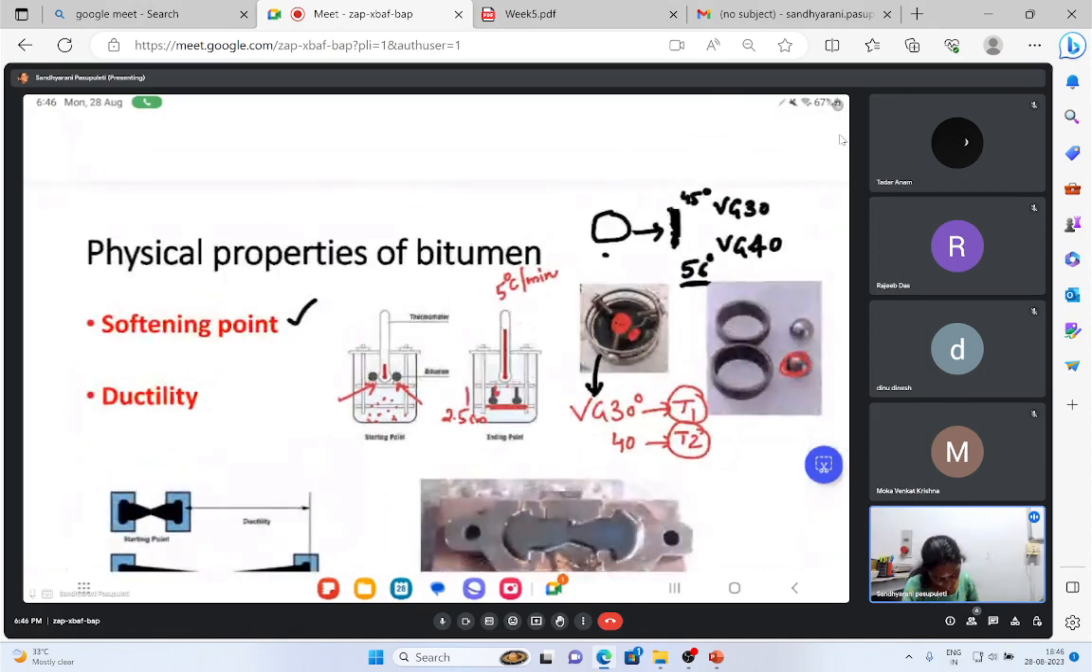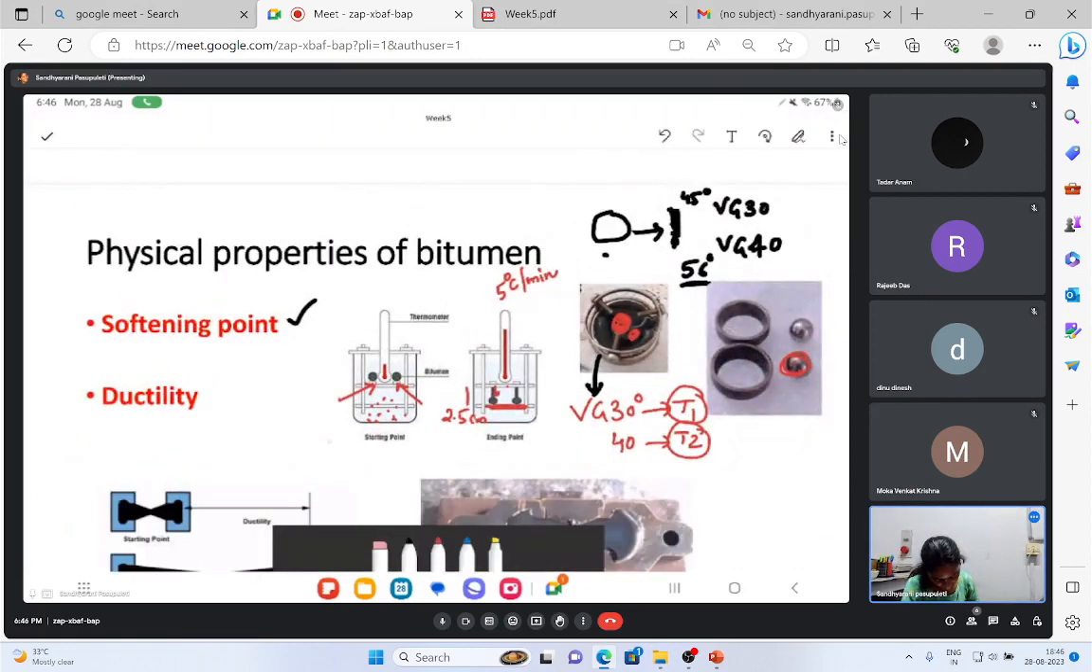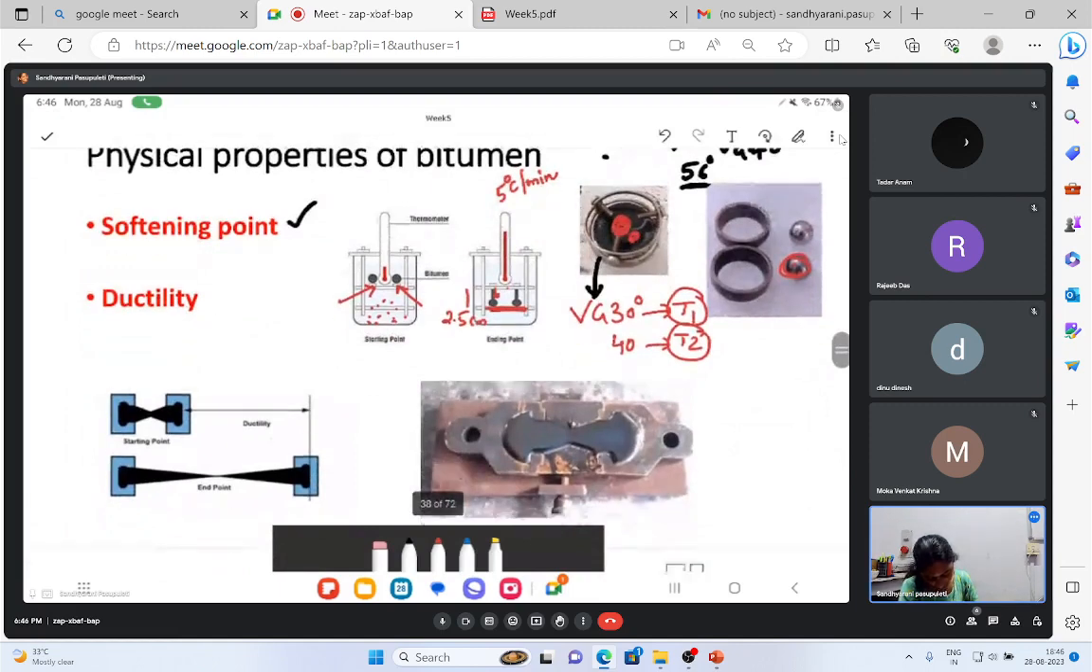And another kind of test is the ductility test. So what we do here is we prepare a sample like this. This is the mold for ductility. We pour the bitumen here, we trim it, then we pull this mold from one side, at 25 degrees. Then what happens is, after a particular amount of pulling, you can observe a breakage here.